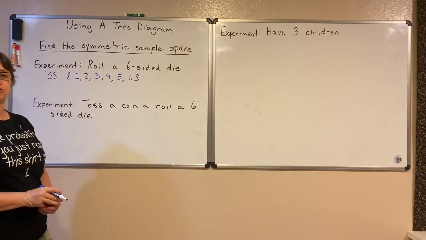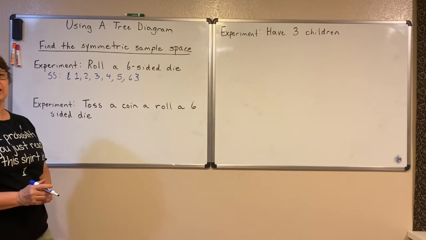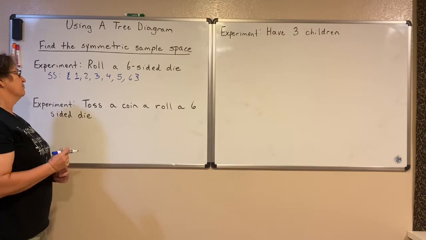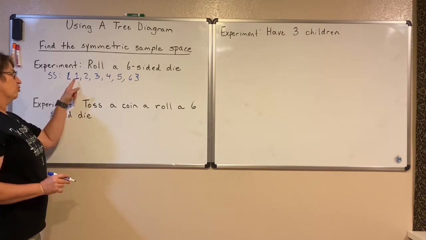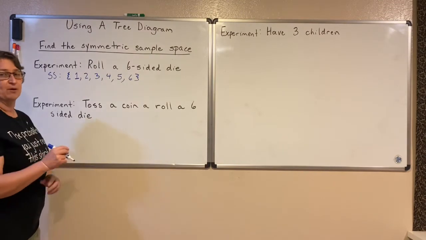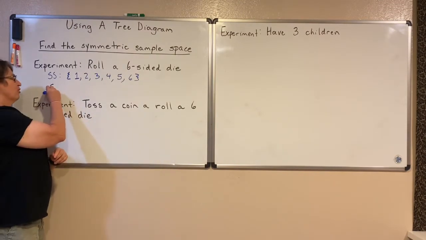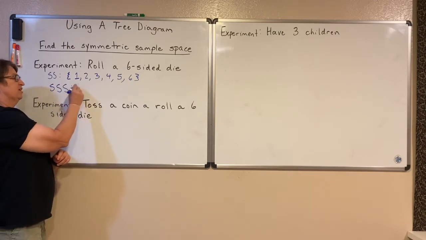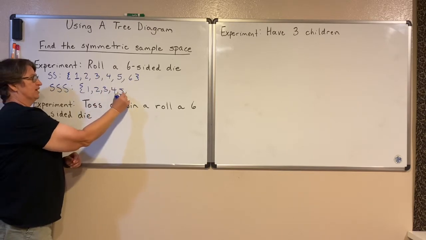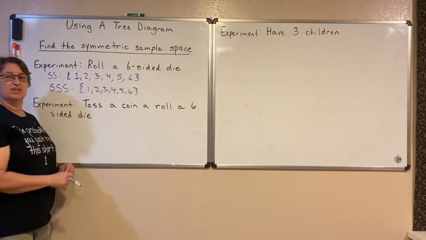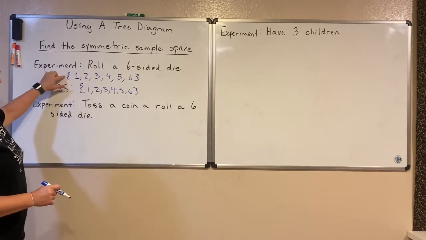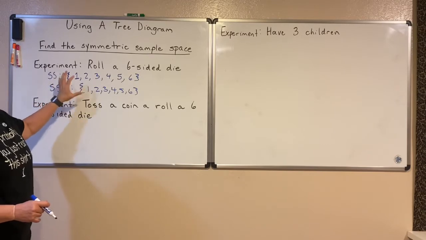Now we ask ourselves, is each one of those equally likely? Does each one of them have the same probability as the next? It's just as likely that I roll a 1 as I roll a 6. Each one of them just shows up one time on my six-sided die. So therefore my symmetric sample space looks exactly the same: 1, 2, 3, 4, 5, 6, because each one of these outcomes is equally likely. So in this case, for this experiment, my sample space and my symmetric sample space are identical.